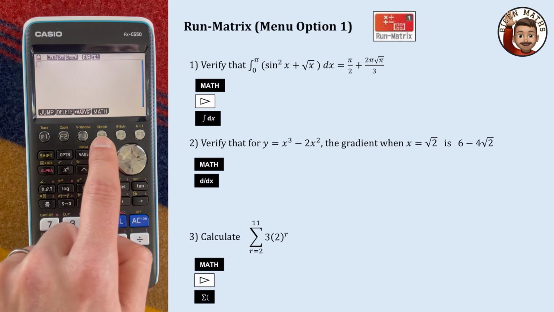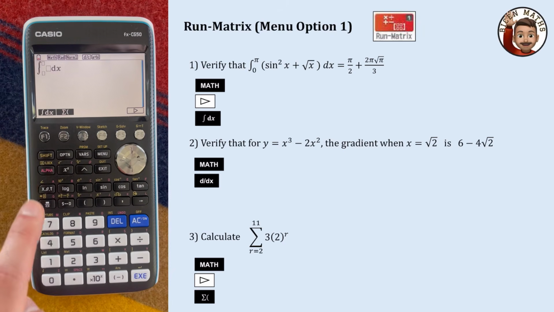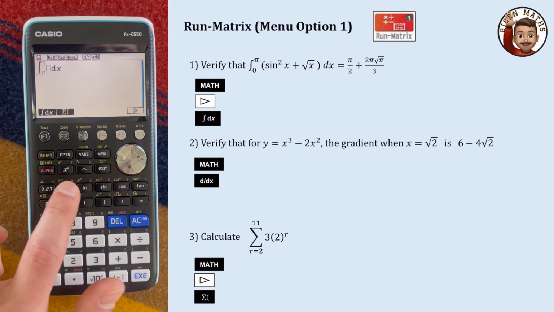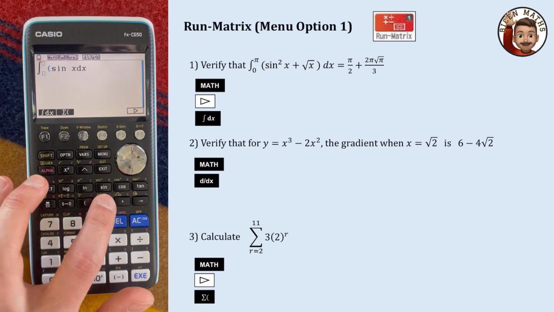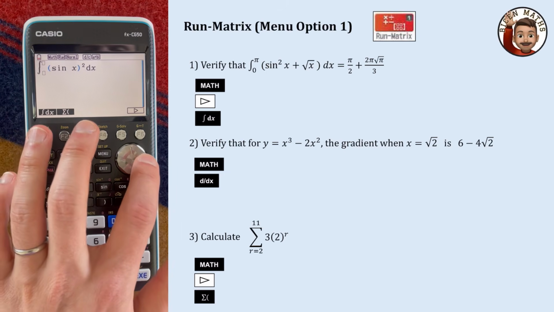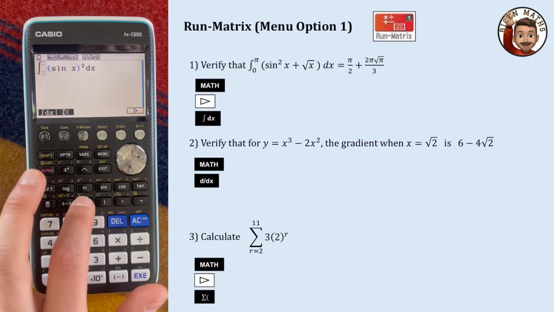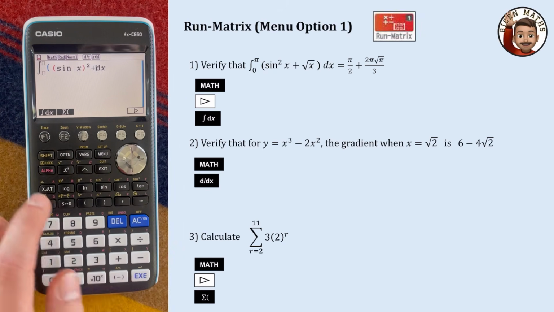You're going to start off by hitting math, which is F4. You're going to scroll along and then you're going to press the integral button. And then we're going to type this almost exactly like it looks here. So I'm going to open up some brackets and I'm going to type in sine of x. And then I'm going to put the squared afterwards. That's just how the calculator is going to receive that. And then I'm going to, let's put another bracket at the very beginning. So it's going to know what's going on. And I'm going to put the square root of x.